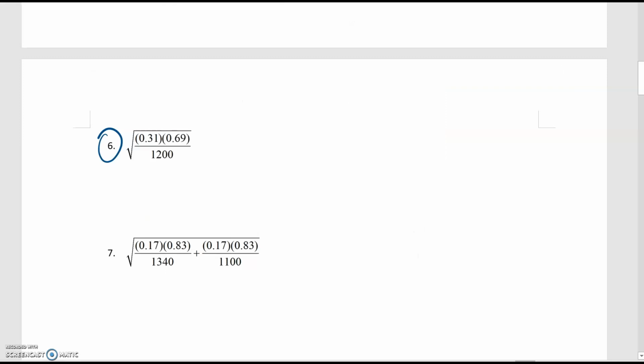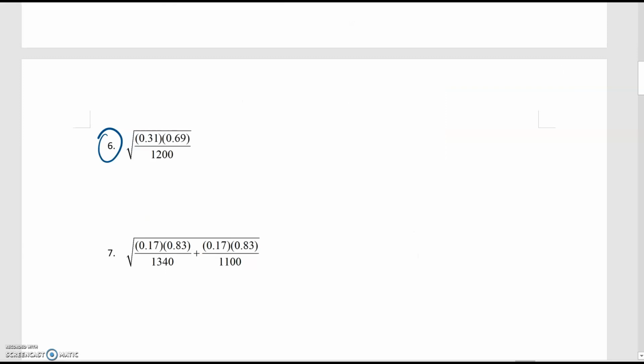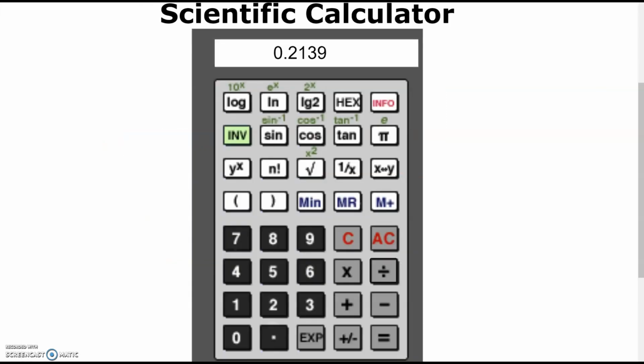And so it was, once again, 0.31 times 0.69. You don't really need the 0 in there. And then divide, or you can press equals if you want first. Okay, that's the 0.31 times 0.69. And then hit divide. And then we're dividing by, what was it again? 1,200. So divide by, I already pressed the divide key, so 1,200, press equals. Okay, I get 0.0001785.